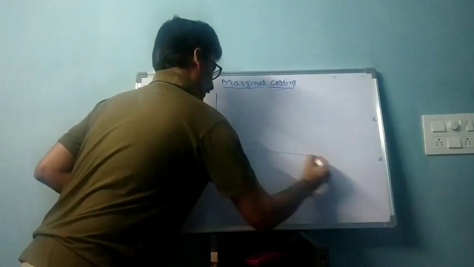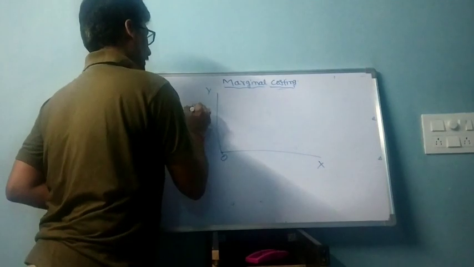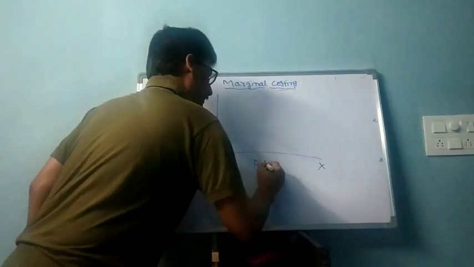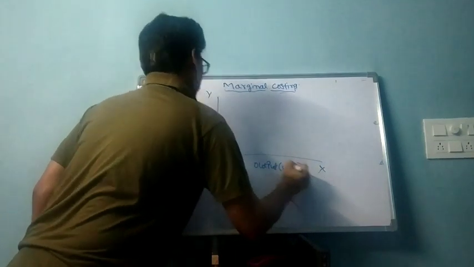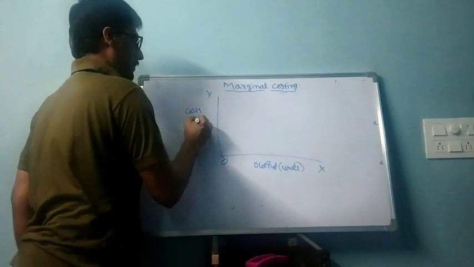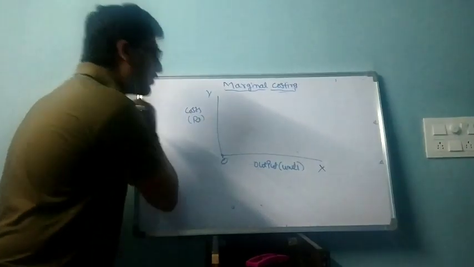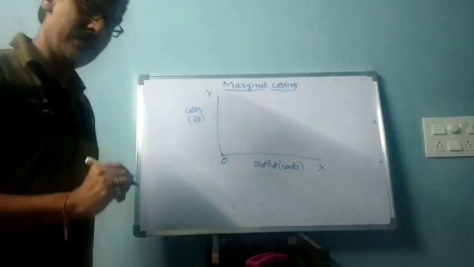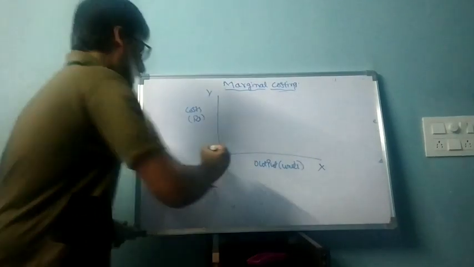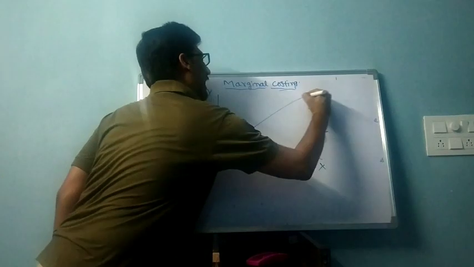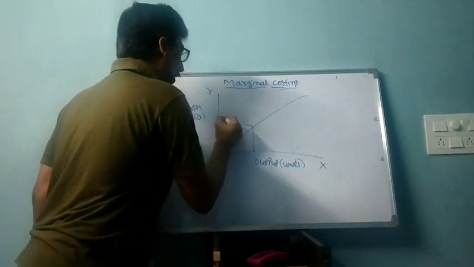Same. O, X, Y. Here cost, here output. Naturally, output will be in units, and this will be in rupees. Now, the variable cost line should start from the origin. Why should it start from the origin? The reason is, if you do not produce anything, there is no variable cost. That means variable cost is directly proportional to output. This will increase along with the output.